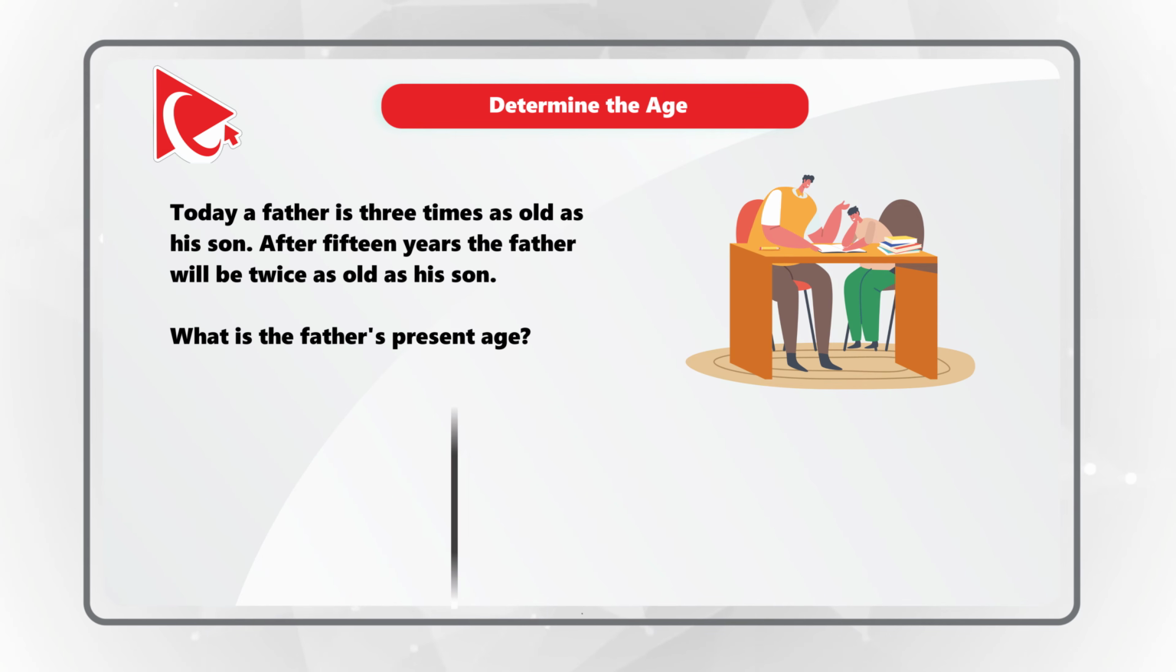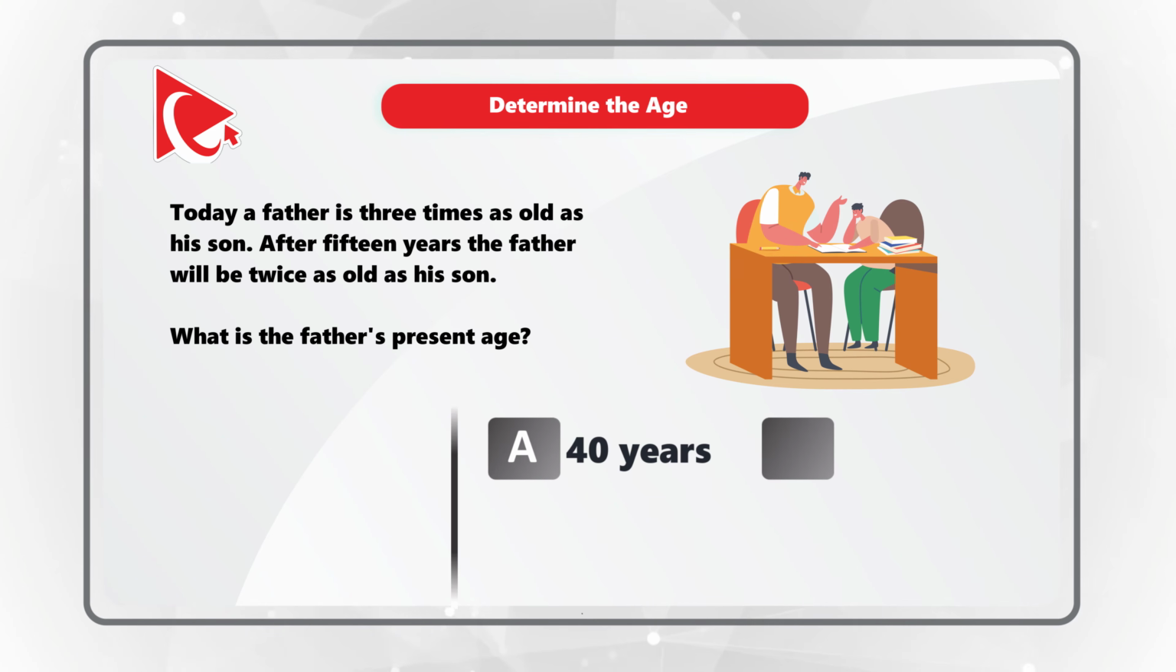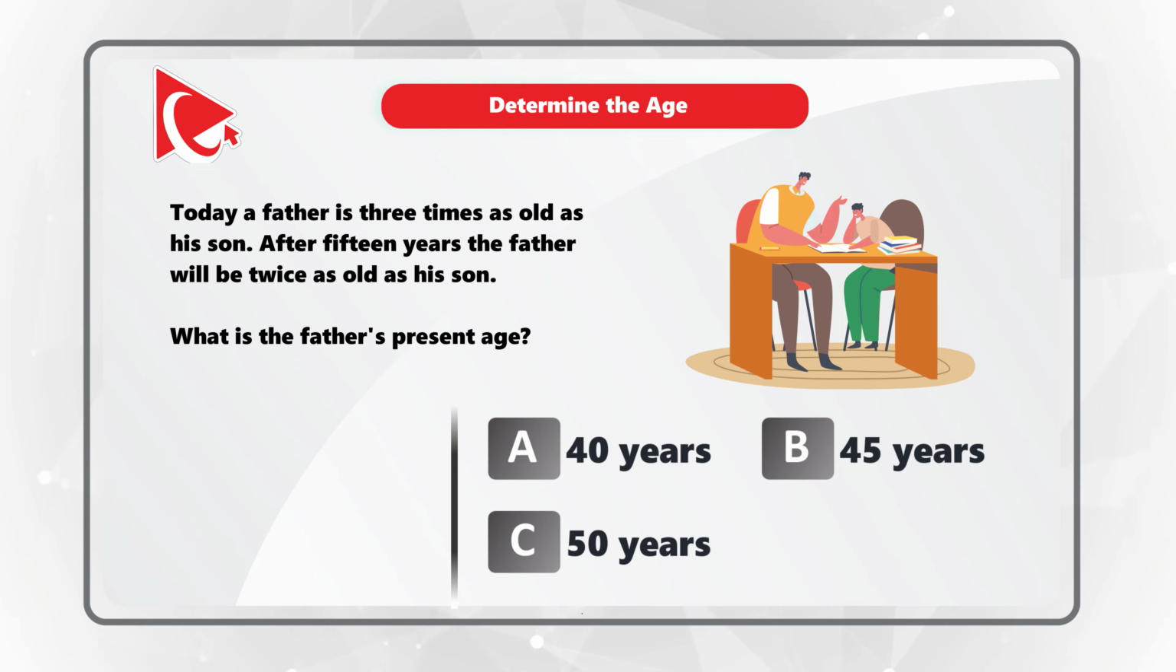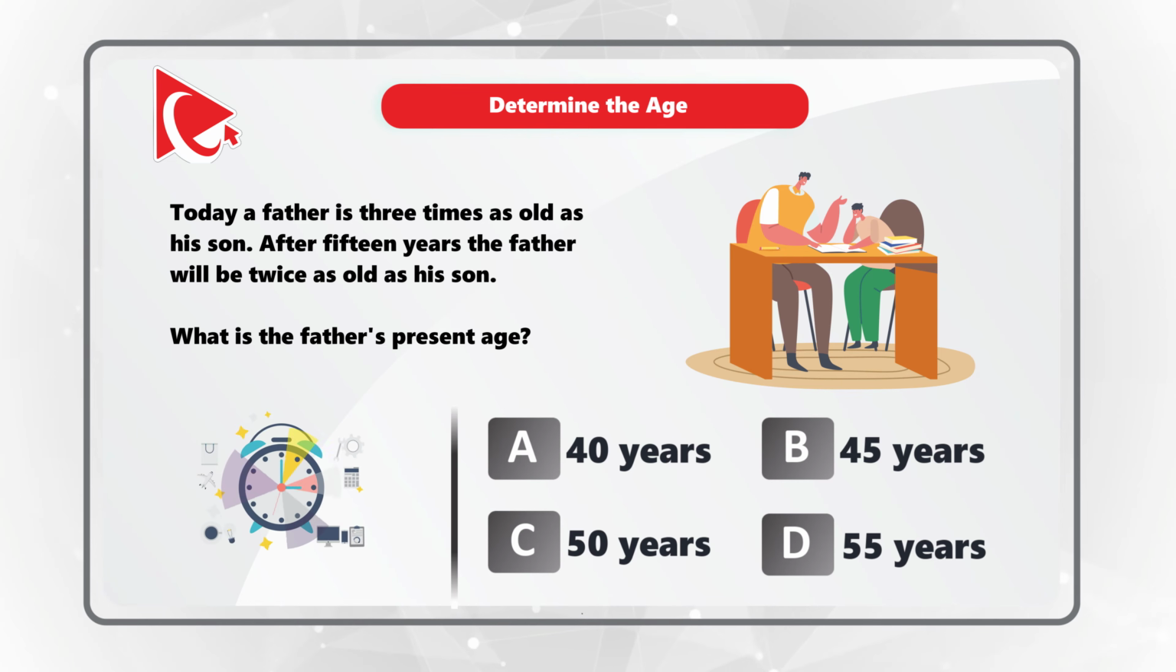And you have 4 different choices. Choice A, 40 years. Choice B, 45 years. Choice C, 50 years. And choice D, 55 years. Do you see the answer? Give yourself a little bit of time to see if you can come up with the solution.